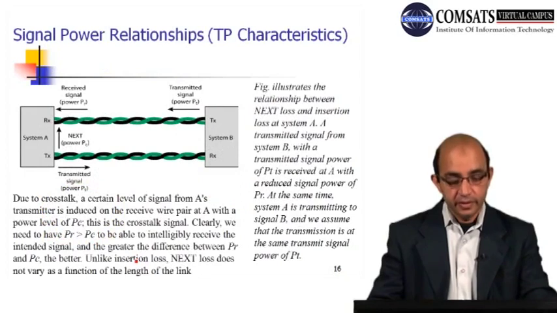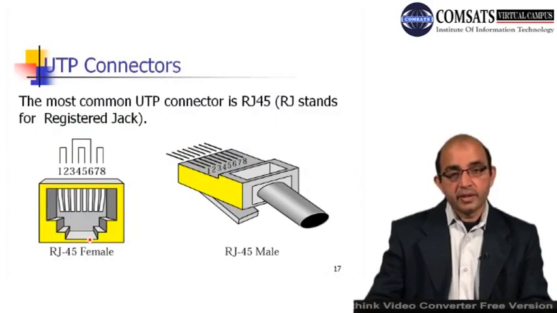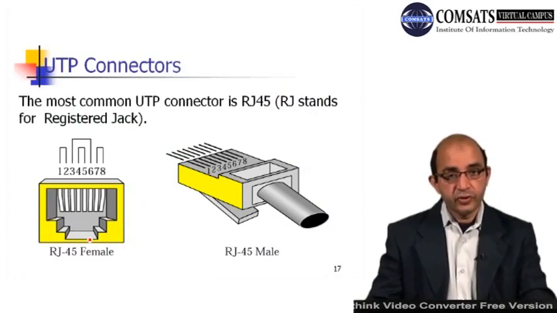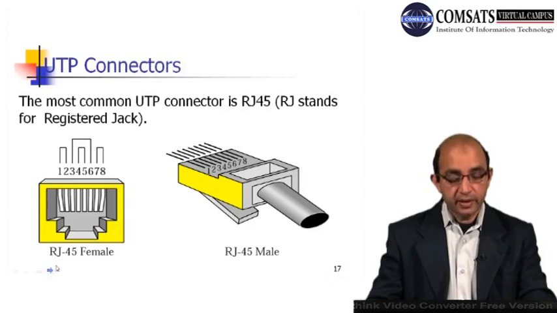So this is the condition, right? The PR should be greater than PC. Okay, and these are the connectors that are actually being used for UTP, unshielded twisted pairs, and you can see they are actually RJ45 connectors, and we have male and female.